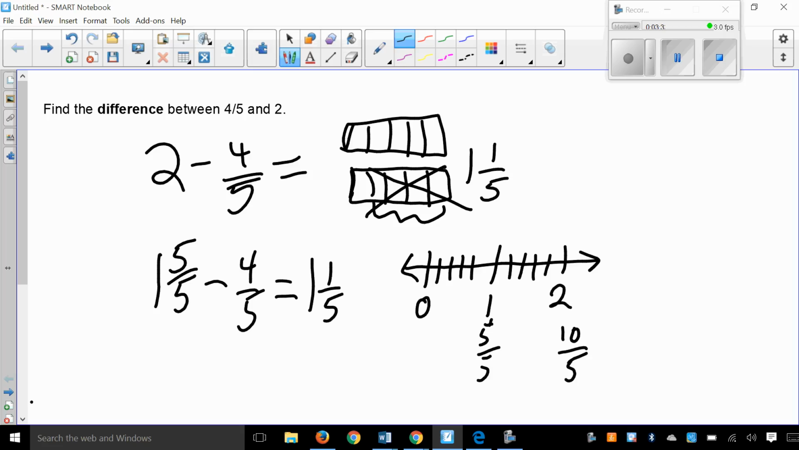So I'm going to start at 2, and then I'm going to go backwards 4/5. And that brings me right there to 1 and 1/5. So 2 minus 4/5 equals 1 and 1/5. That means that the difference between 2 and 4/5 is 1 and 1/5.